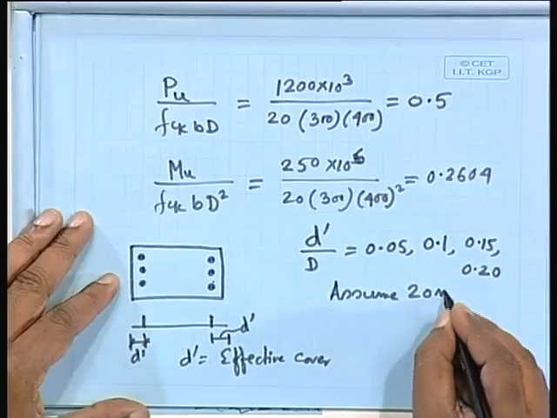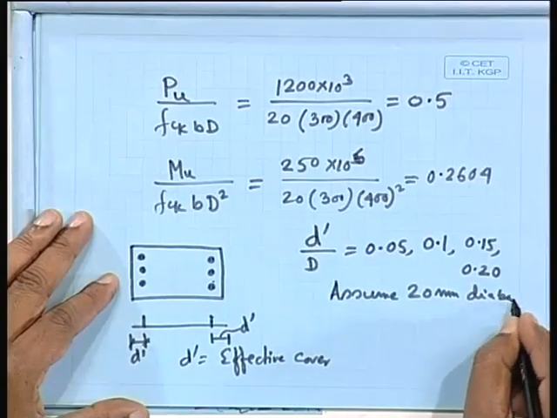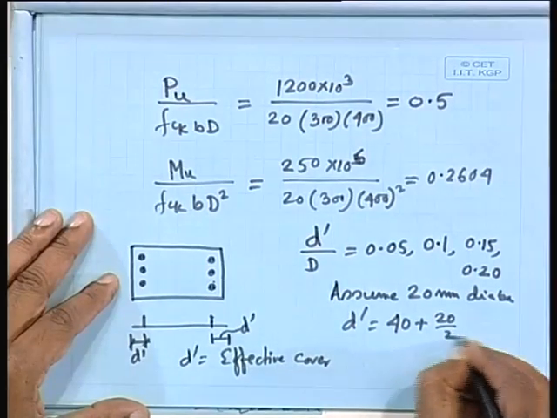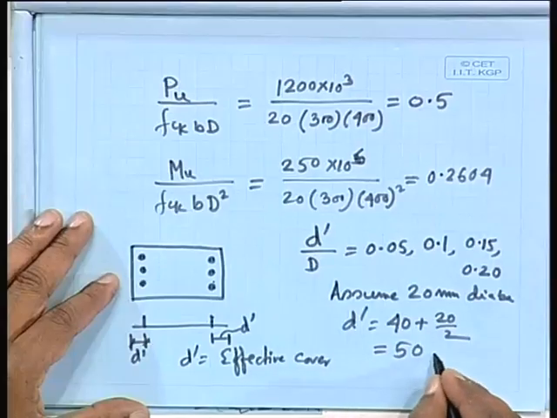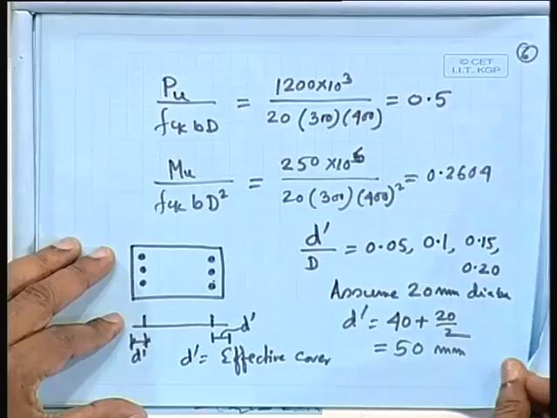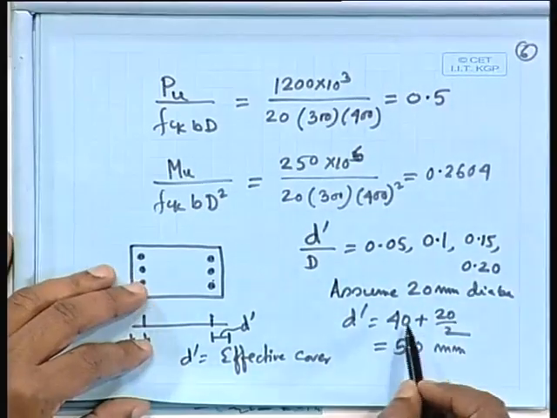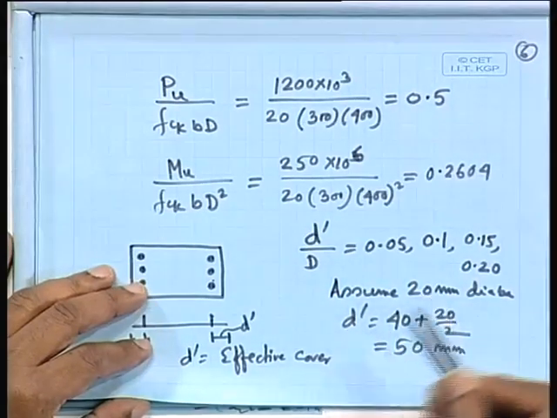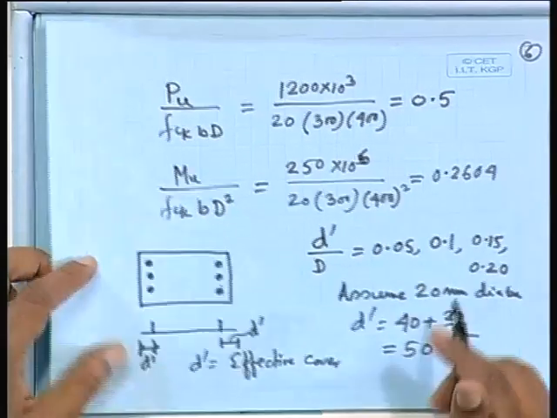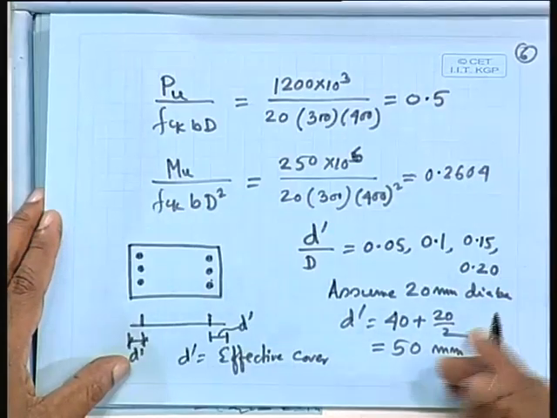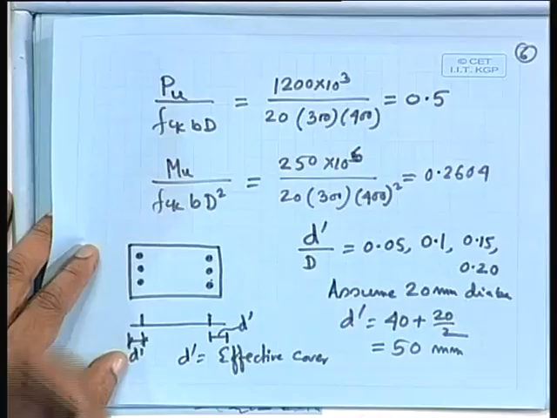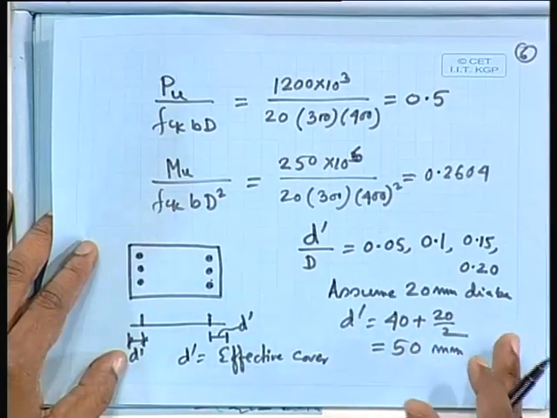Since you have to calculate d dash, let us say we shall assume 20 millimeter dia bar. So d dash will be equal to 40, that clear cover, plus 20 by 2, which comes as 50 millimeter. So our d dash is 50 millimeter, because here again I have chosen 20 millimeter, because I do not know whether 20 millimeter will be sufficient, because it may happen that I have to increase or decrease that depending on the area of steel computed. Initially also I have taken a trial section, and here also I am trying with 20 millimeter dia bar.